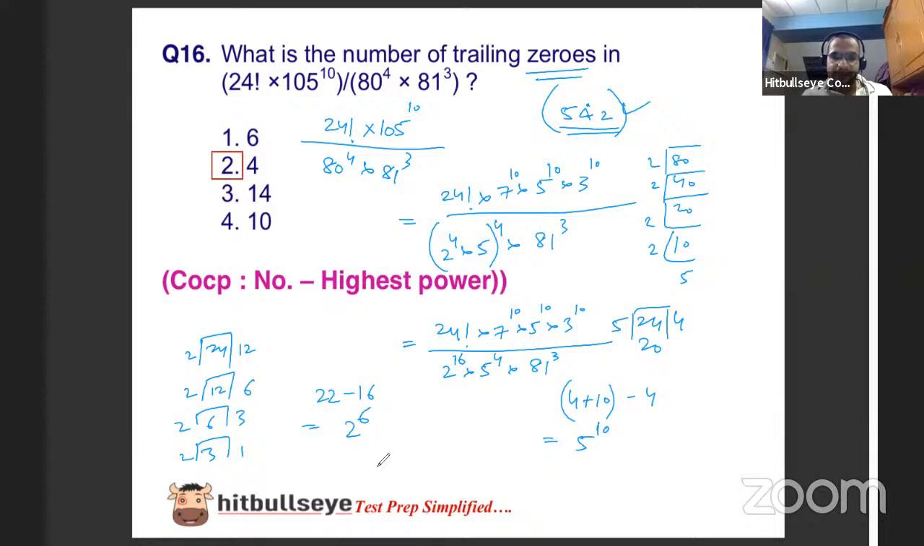Now you can see we have two values. For 2 it is 6 and for 5 it is 10, and which is lesser? The power of 2 is lesser, which will be the deciding factor over here. And the answer is the first option, 6 is the right answer. Please check. Why is this question so special? Because over here 5 is not the one determining, 2 is the one determining the final answer. 6 is the right answer. Please check. Clear everybody?